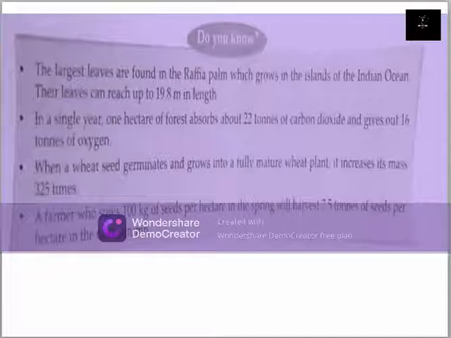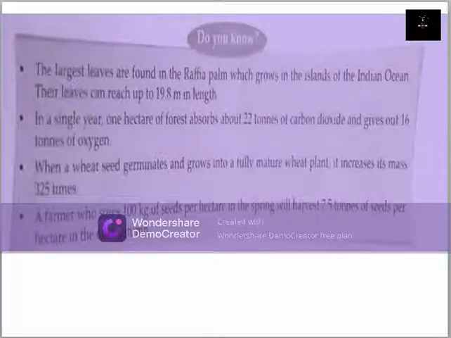The third point is, when a wheat seed germinates and grows into a fully mature wheat plant, it increases its mass 325 times. The fourth point is, a farmer who sows 100 kg of seeds per hectare in the spring will harvest 7.5 tons of seeds per hectare in the next autumn. So that was a good information for you.